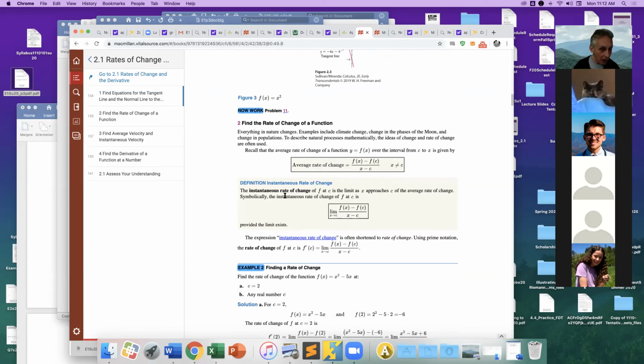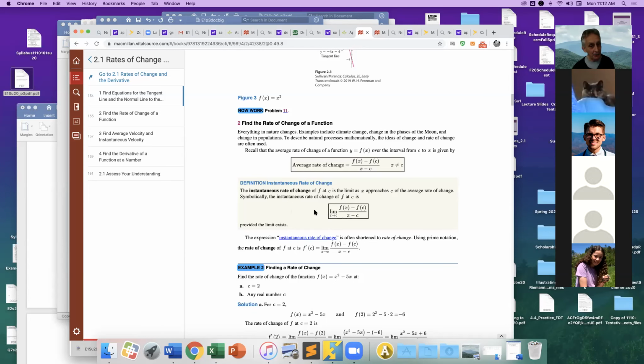Now, when you talk about instantaneous rate of change, that's saying you're getting one specific point. Average rate of change is you've got 2 points, and you're getting an average between those 2 points. What's the slope? But when you're saying instantaneous, you're finding it at 1 point, and that's using the limit definition.